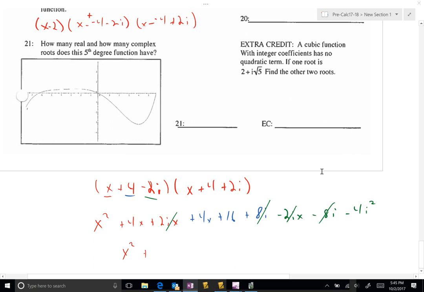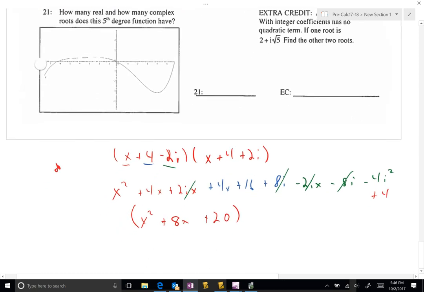Okay, so continuing on, canceling out what we have left, we have x squared plus 8x plus, well, this negative 4i squared, that's going to end up becoming a positive 4, so that's going to end up being plus 20. Okay. So that's the quadratic part from multiplying our two complex numbers together.